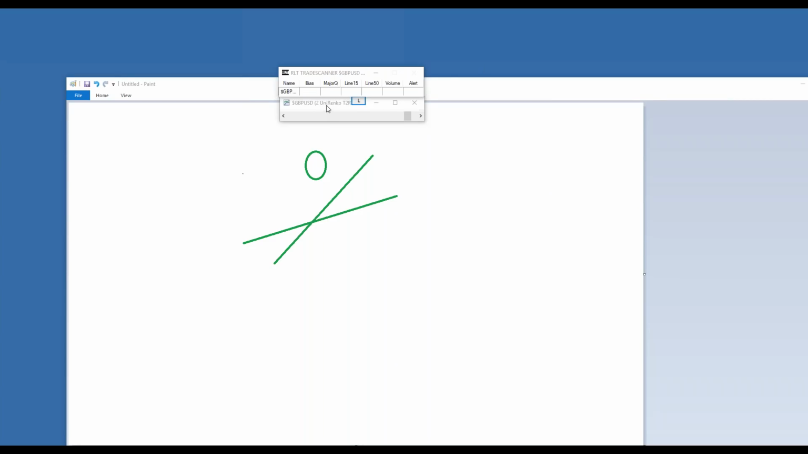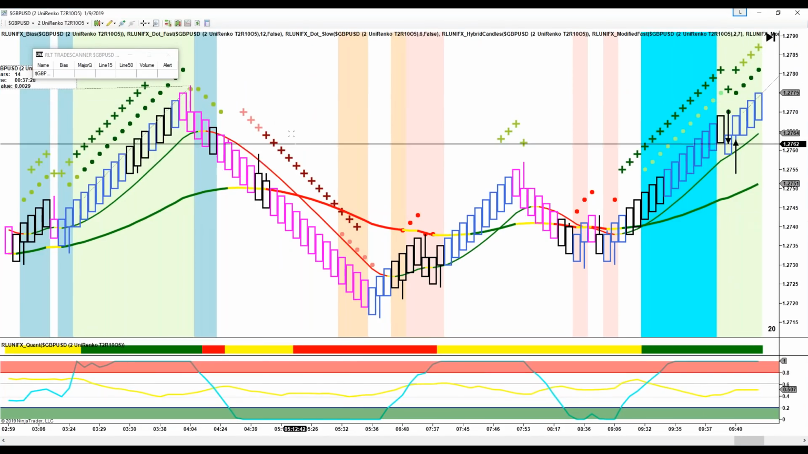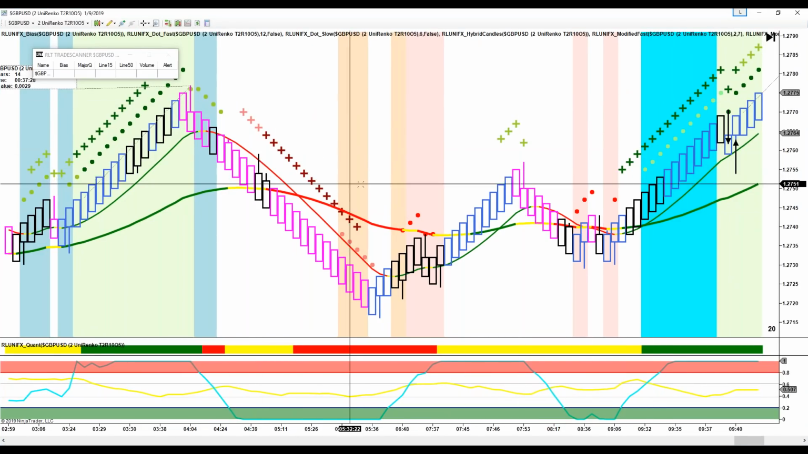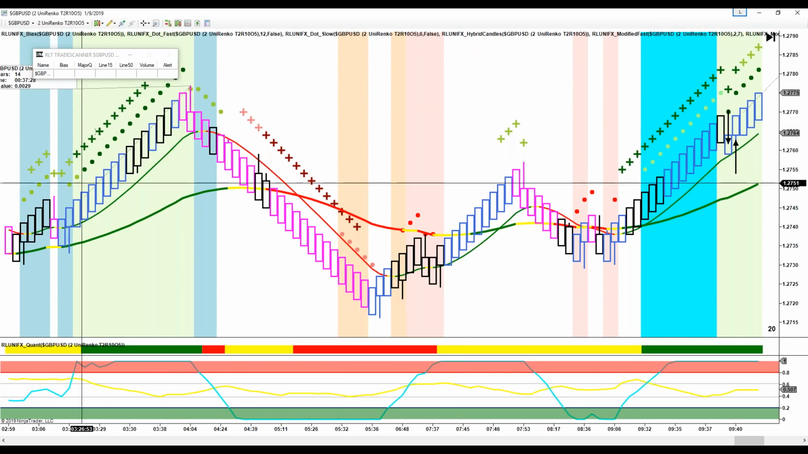Now let me open the chart up again. That's what the trade scanner gives you the ability to do. Not have to go through all this boring stuff here where you're never going to get a trade. And that's why you can put up, I think that was 10 instruments that I was looking at. I said 12, but I think it's 10.